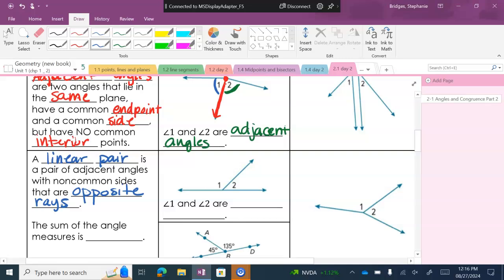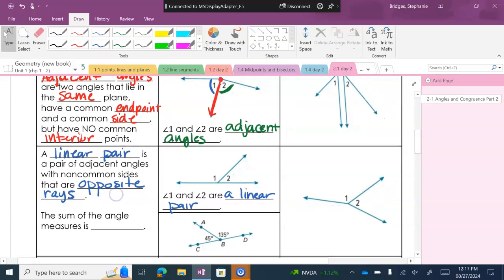A straight line? How many degrees would a linear pair equal? What would that angle 1 and angle 2 add up to equal? 180, because a straight line is 180. A linear pair is also 180. Okay, so angle 1 and angle 2 are a linear pair here.